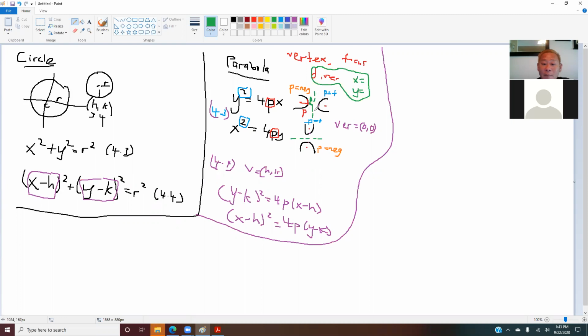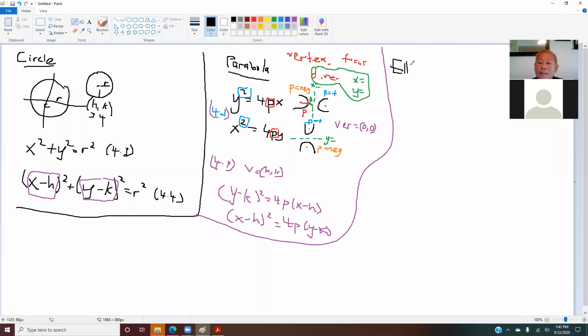If a directrix is going up and down, then it's x equals a number, because it's a vertical line. If you're going horizontal, then your directrix will be y equals something. So make sure you know which one is x equals and which is y equals. I'm giving you a general background of what all these things are, so you know what's going on. Next is ellipse.